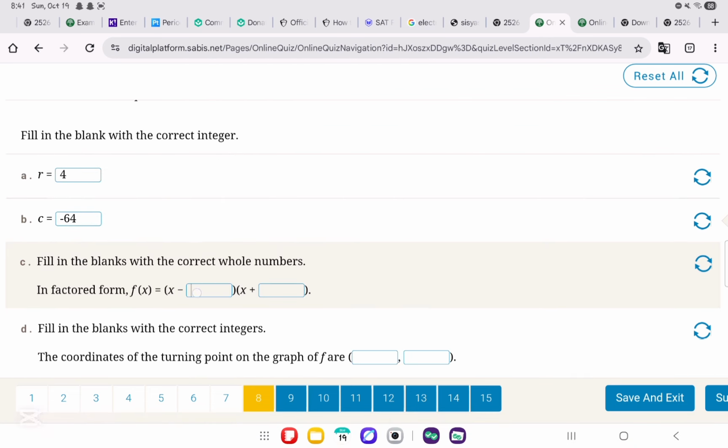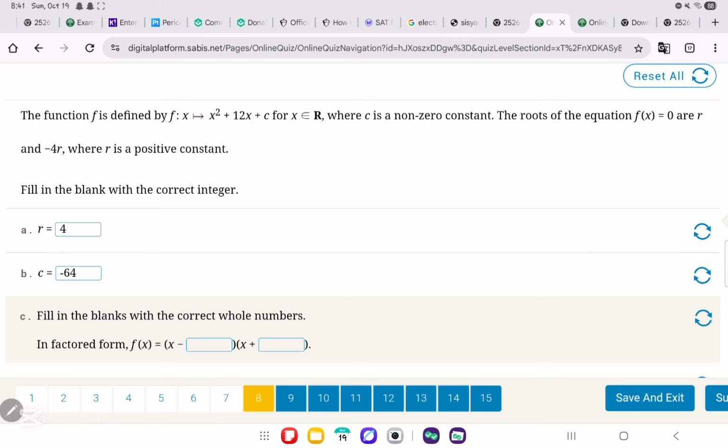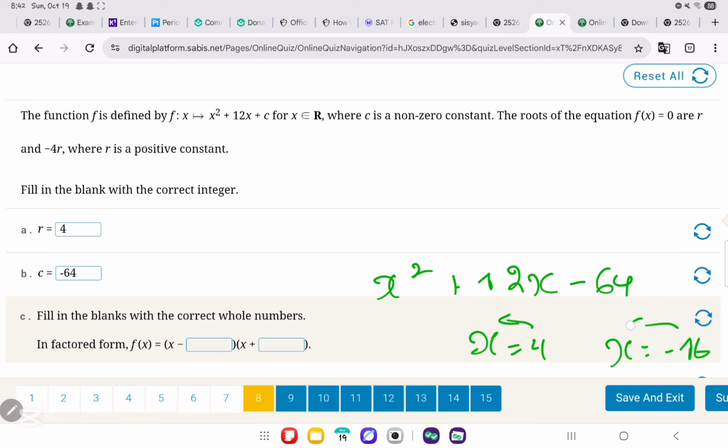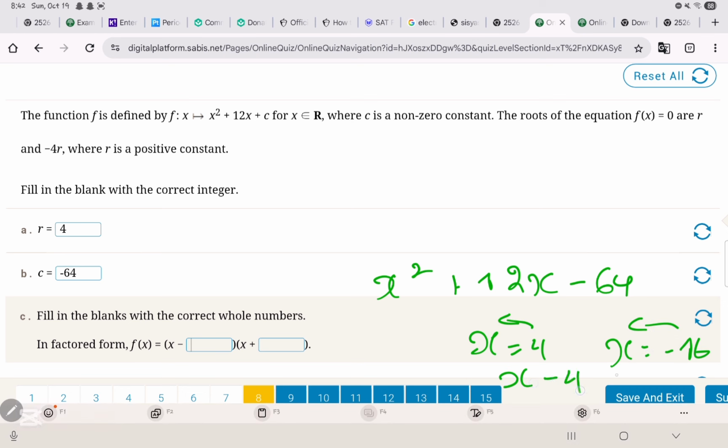In factored form, so what do we need to do? We will need to find the roots of x squared plus 12x minus 64. You can do that by using mode 5, 3, and you're going to get 1, 12, minus 64. And what are the two roots you will get? You will get two roots, which are 4 and minus 16. That means x is equal to 4 and x is equal to minus 16. So if you move them to the other side, x minus 4, x plus 16. Right, so x minus 4, x plus 16.